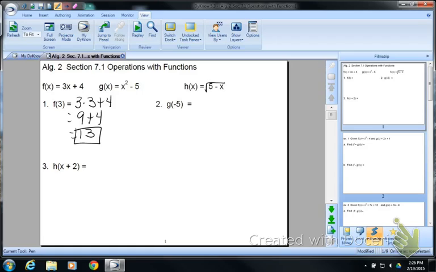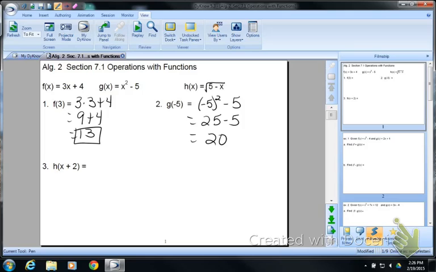Number 2, the g of negative 5. So that means we are going to plug in negative 5 into the g function. So wherever we see x, what are we going to plug in? Negative 5. So that's negative 5 squared minus 5. Negative 5 squared is a positive 25. Minus 5 is 20.